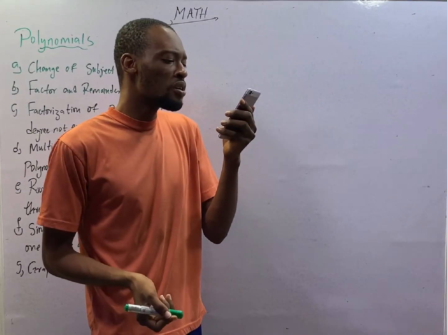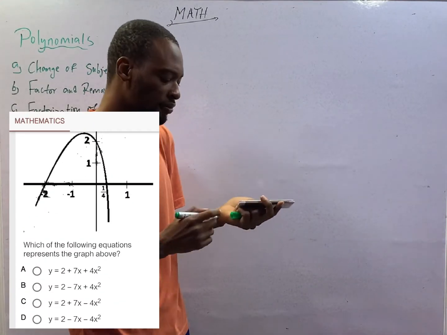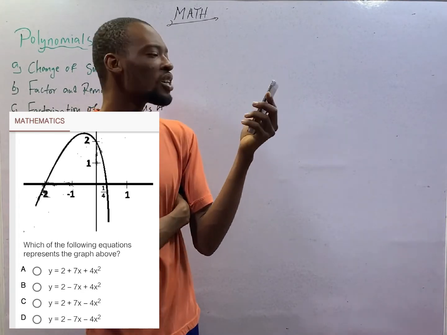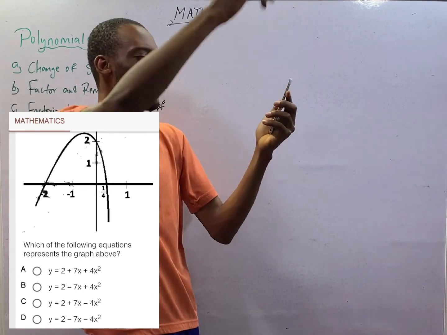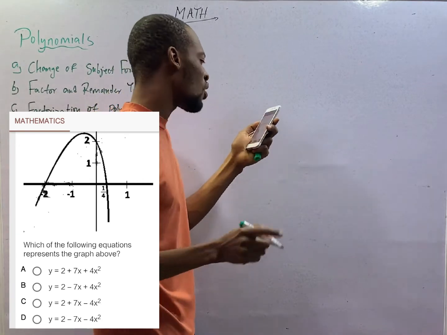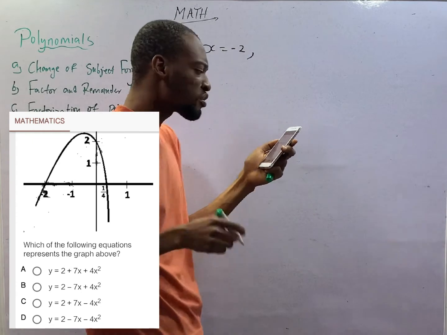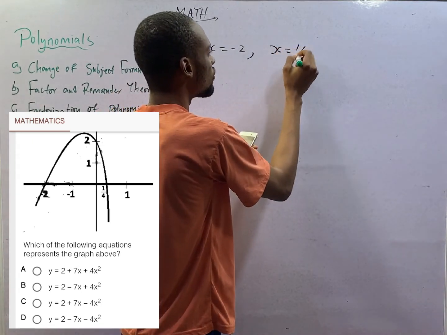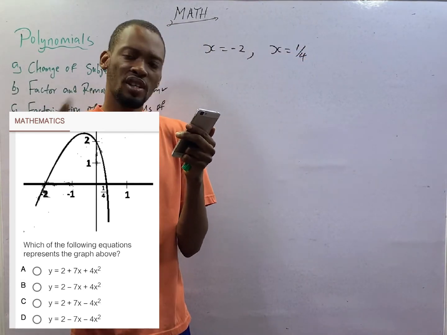Here it says, which of the following equations represents the graph above? Anytime you are given a quadratic graph or a polynomial graph, just look for s, where the line cuts s. Looking at this graph, you will see that the line cuts s at s equals minus 2, and also at s equals 1 over 4. These are the two places the line cuts the graph.